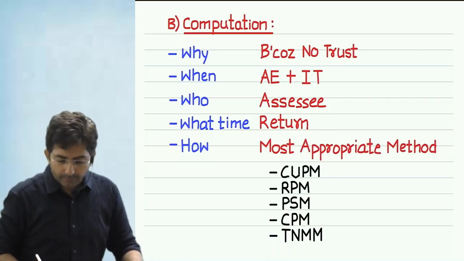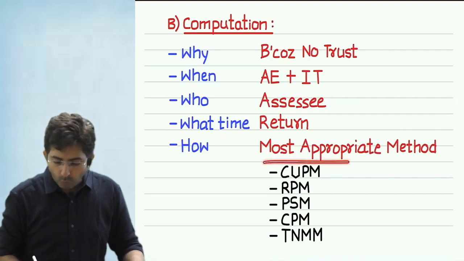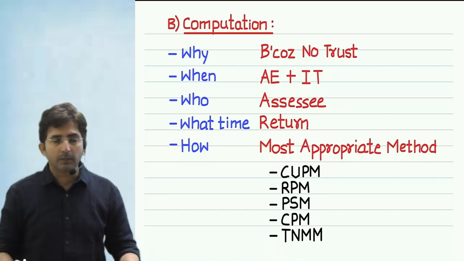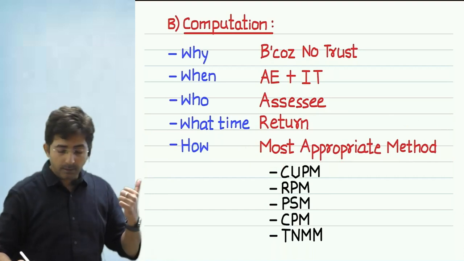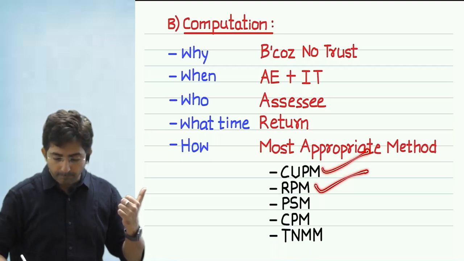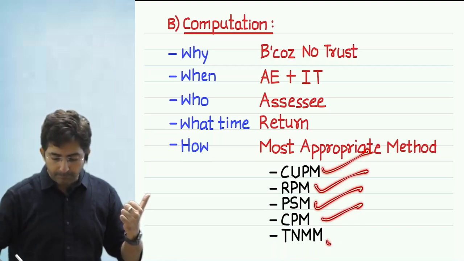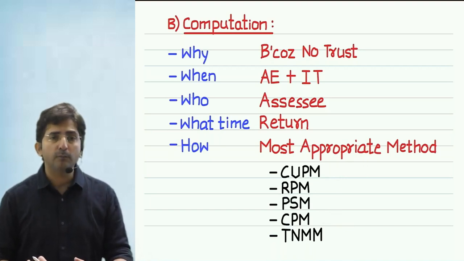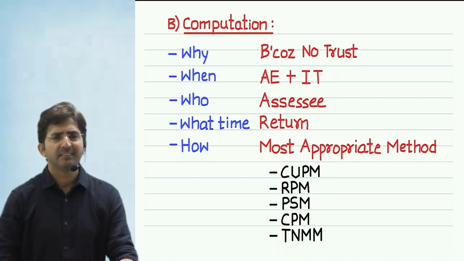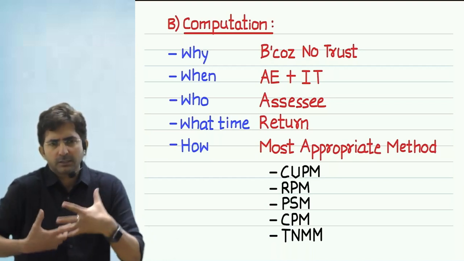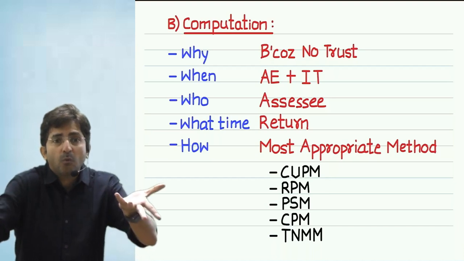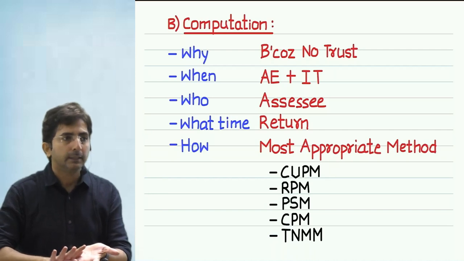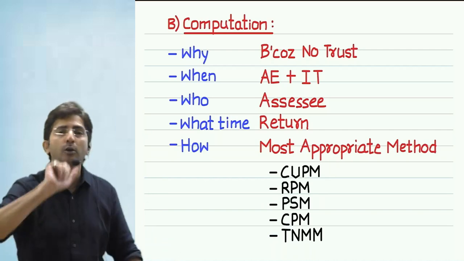First, did you read what I have written here? The most appropriate method should be selected out of these 5 methods. And what are the 5 methods? Look at this: CUPM, RPM, PSM, CPM, TNMM. These are the short forms, and these short forms are made by law only. See, many times I create my own shortcuts and keywords, like sub, lag, gum, fo. But these are keywords and short forms written in the law itself. So in case you write them in the exam, it's valid also.